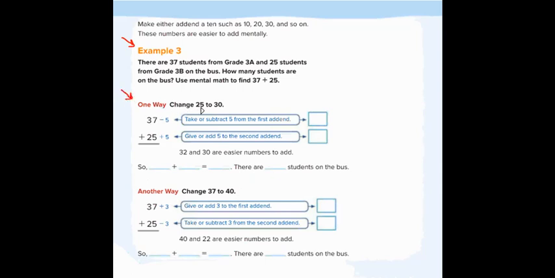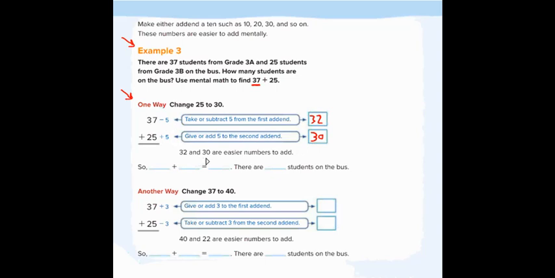To change 25 to 30, we need how many? Yes, we need 5. So we will subtract this 5 from the other number, from 37. So 37 minus 5 will be, yes, 32. Then add this 5 to 25. It will be what? It will be 30.